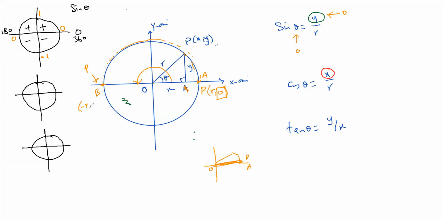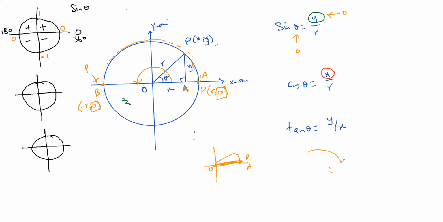This is minus r comma 0. What is the y coordinate? It is again 0. So what is sine 180? 0. You can check this from the calculator. Sine 180 is 0. What will be sine 360? That will be 0.